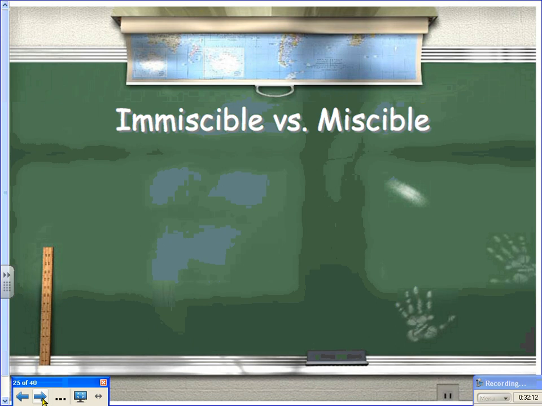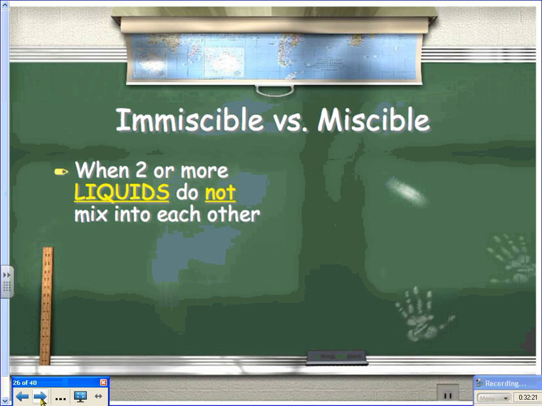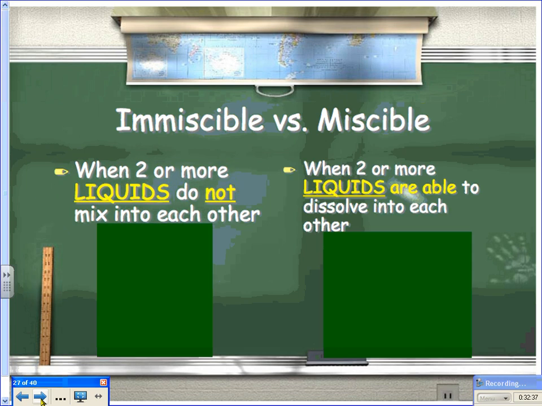Immiscible versus miscible, that is in your text reading. Immiscible is when two or more liquids cannot mix into each other. It can't be done. No matter how you try, shake them up, they still will separate or stay separated within that environment. Miscible is when two or more liquids are able to dissolve into each other.